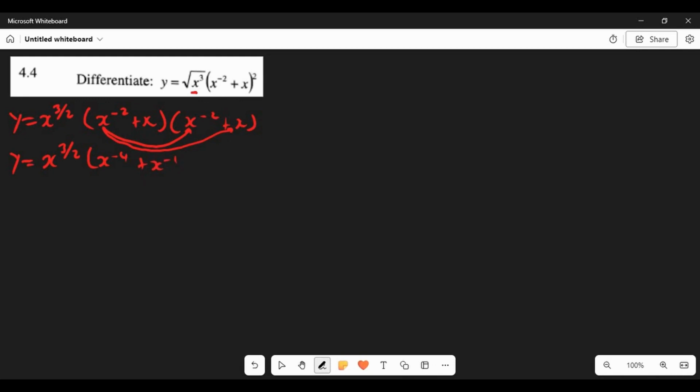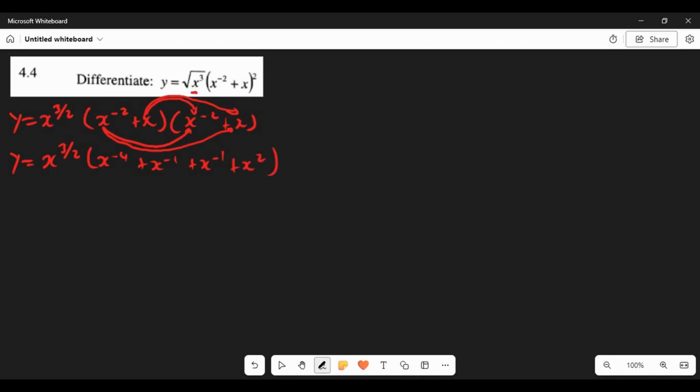Remember guys, the bases are the same. So when the bases are the same, multiplying each other, the exponents add. We can say x to the power of 1 multiplied by x to the power of negative 2. We're still going to have plus x to the power of negative 1. And then we do the outer part where we can say x to the power of 1 multiplied by x to the power of 1. That is going to give us x squared.